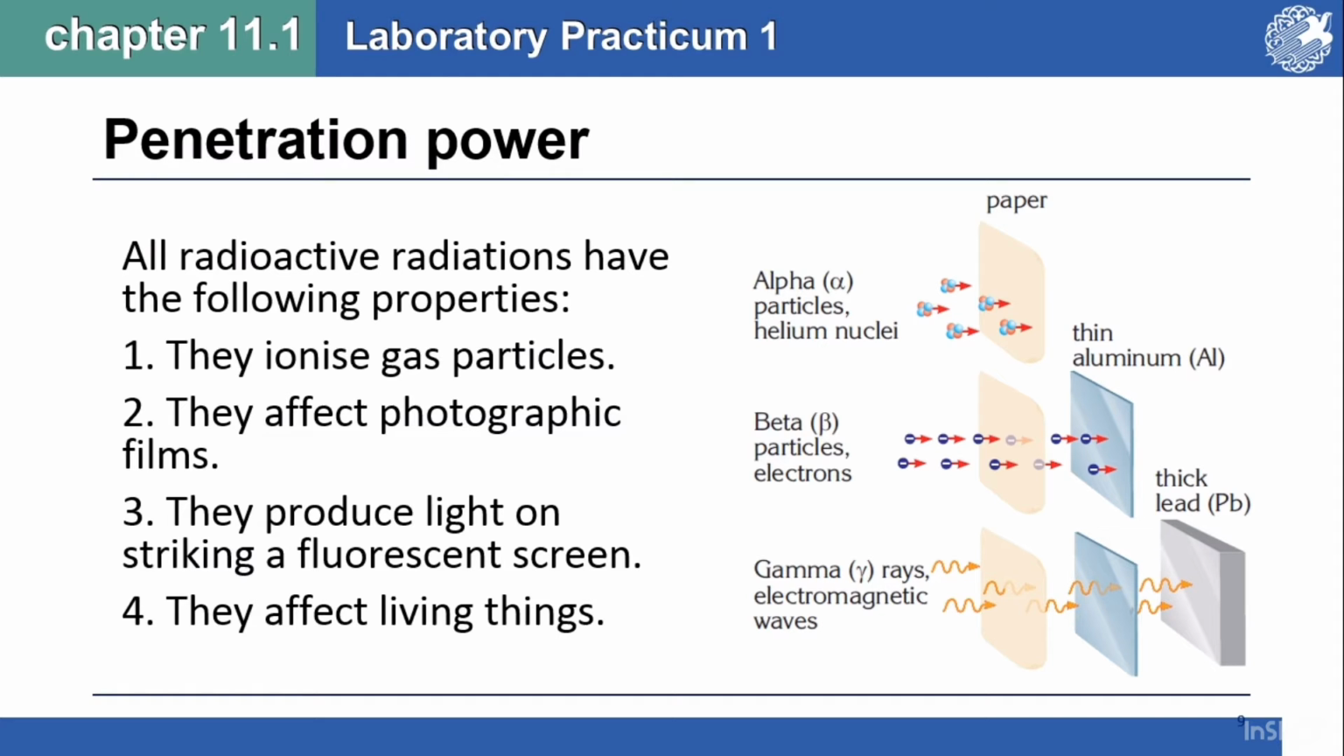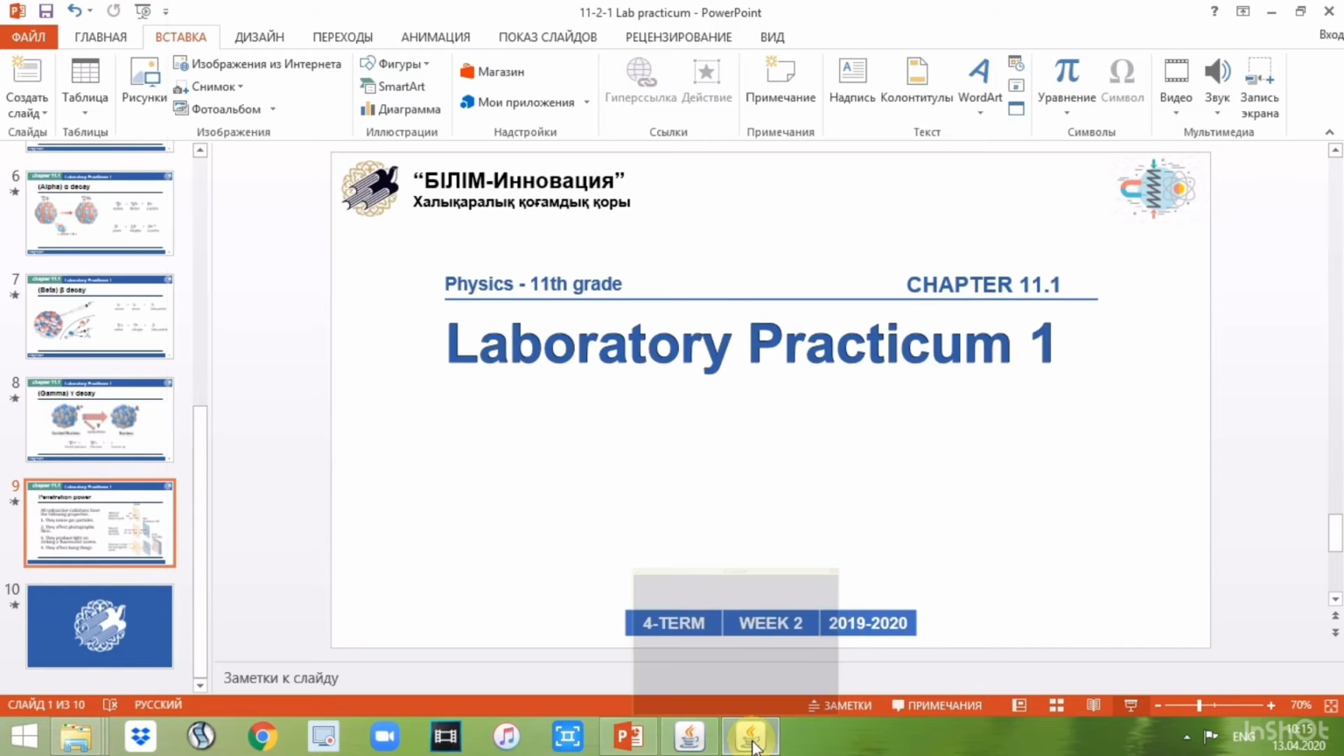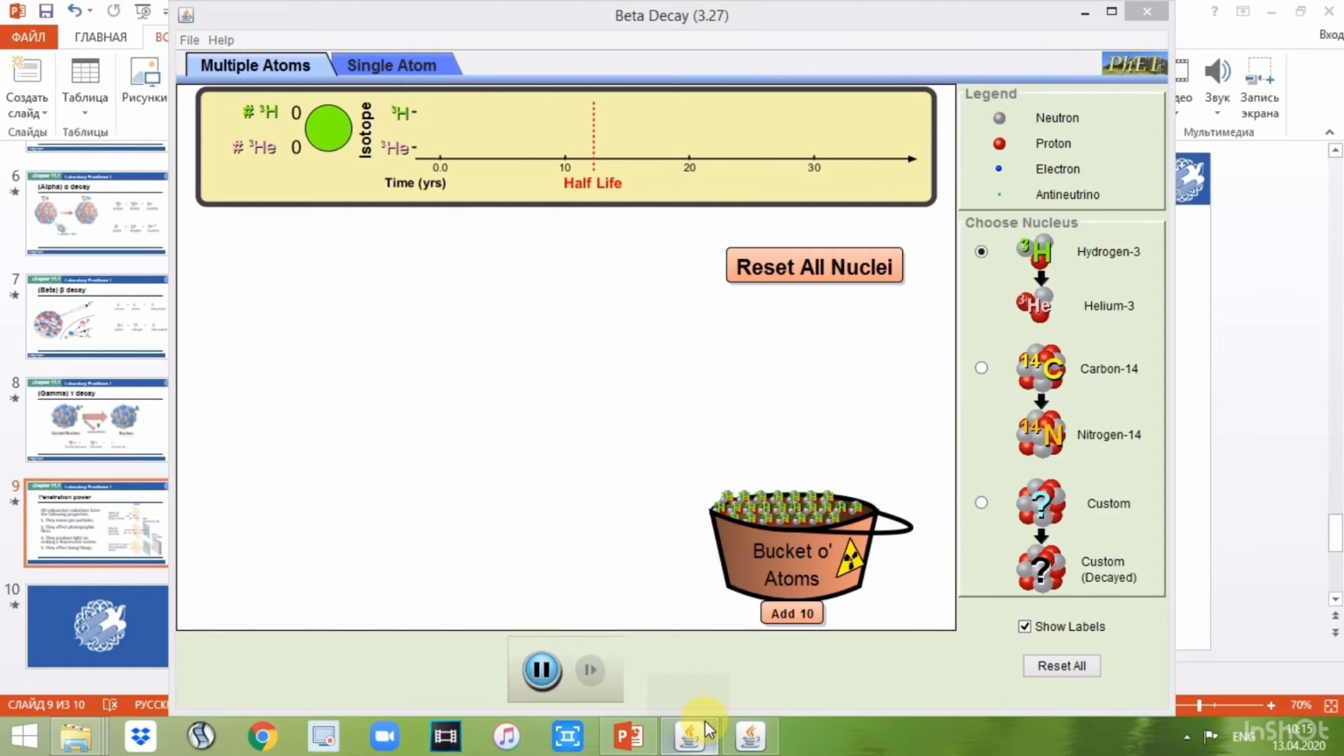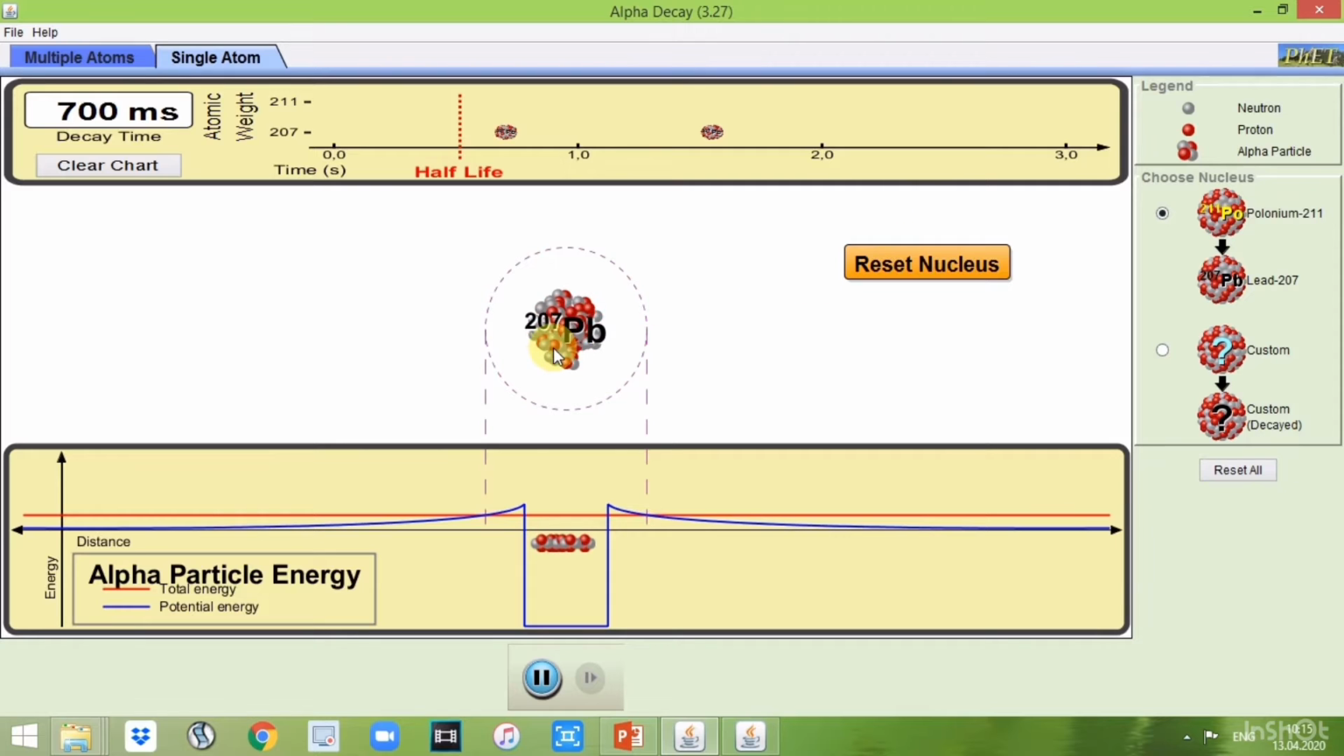So let's see these decays in a virtual laboratory. As you see, this is a polonium atom, and it starts to become unstable. That's why it releases an alpha particle. The polonium atom changed to lead. Before the decay it has 211 mass number. After the decay, it decreased by 4. That's why the polonium atom changed to lead. This is called alpha decay.